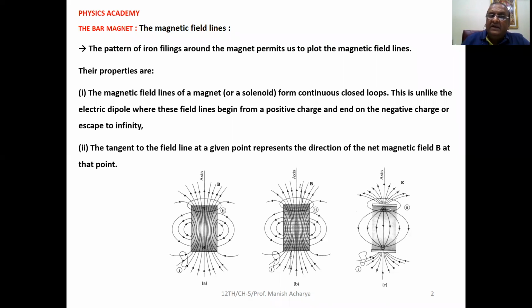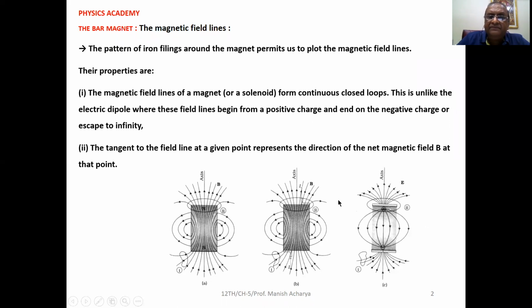Clear? Then, if we draw the tangent at any point on the field line, that will give you the direction of the magnetic field exactly at that particular point. Here in the figure, you can observe the magnetic field lines and electric field lines for the bar magnet and the electric dipole respectively.